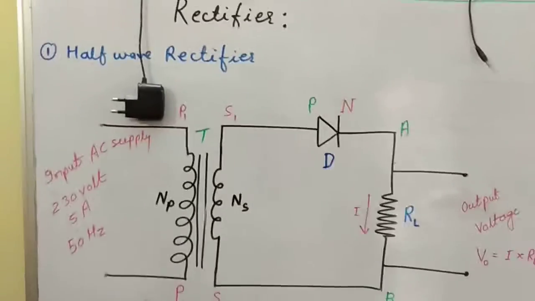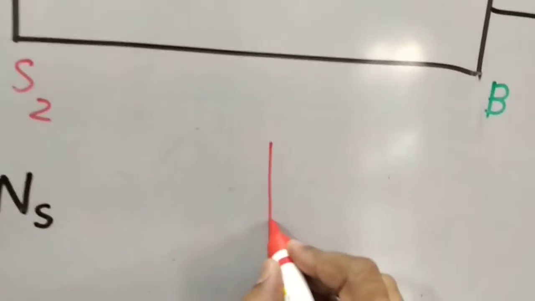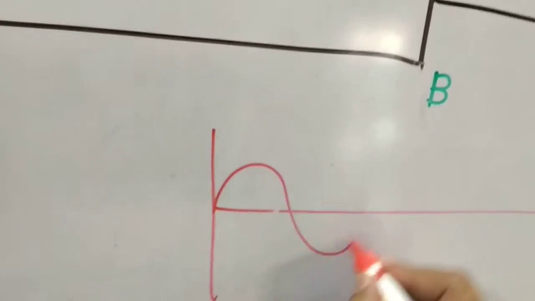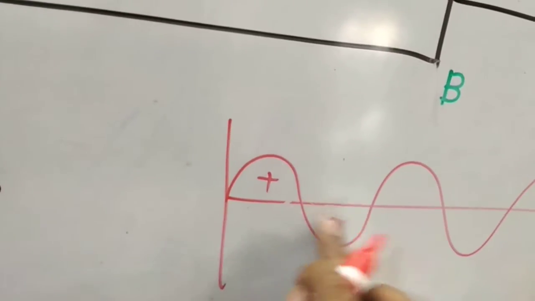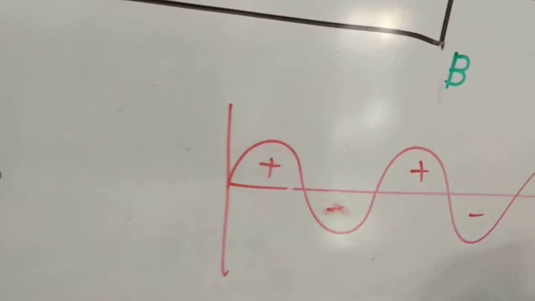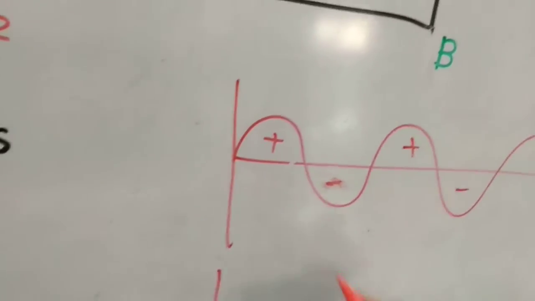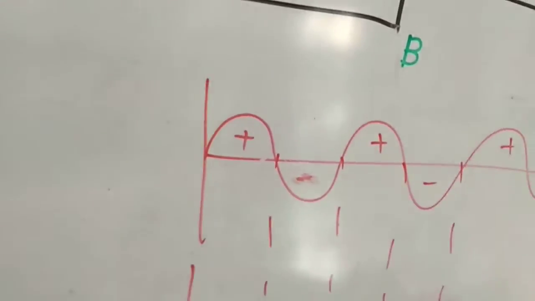When we plot the waveform, this is the input waveform. As we know, through our MCB there is a 50 Hertz supply given. So during each positive half cycle, current is flowing through the load resistance and output is taken.